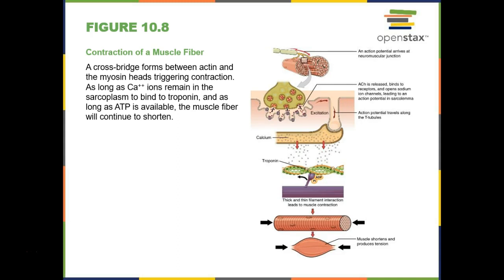If you look closely at the myosin head here, it has two different binding sites. It has a binding site for the actin, and it also has a binding site for ATP. The myosin molecule is going to bind to the actin when calcium is present, but if calcium was absent, then the tropomyosin would be covering those little binding sites on the actin molecule.